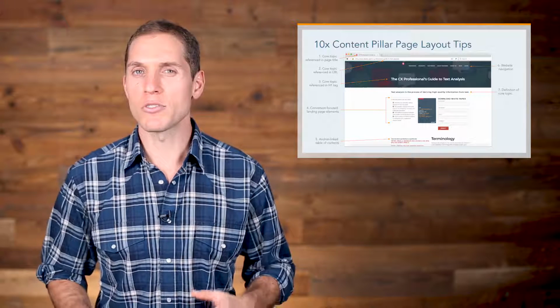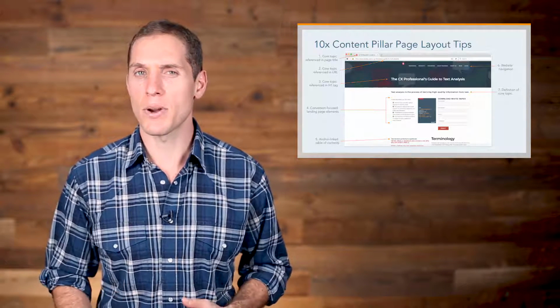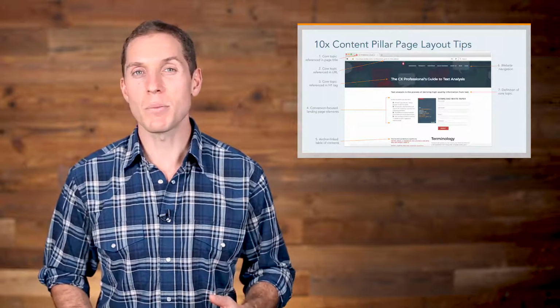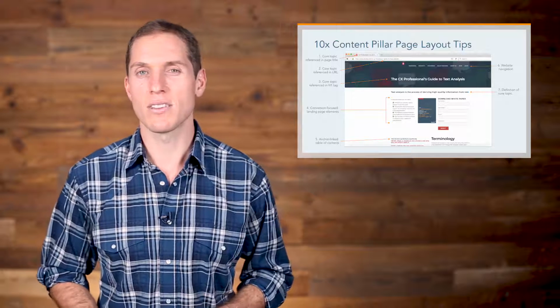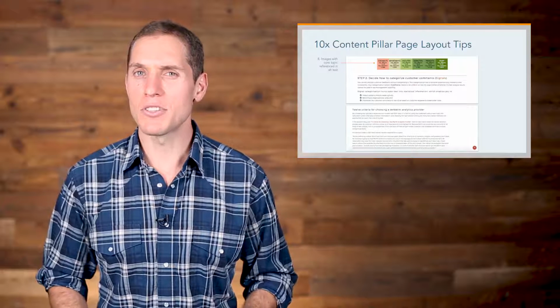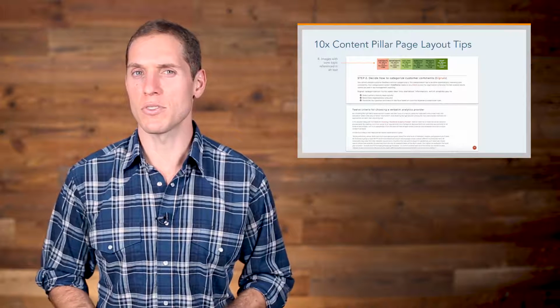A featured snippet is Google's way of trying to answer your search query simply without you having to click through to a page. It's the first thing people see before the search result listings. Moving down to tip 8, use relevant images throughout the page with the core topic reference in the alt text. This helps optimize the images used on the page for image search results.